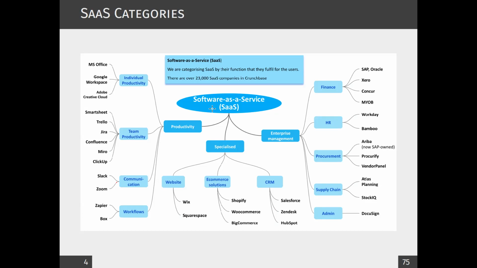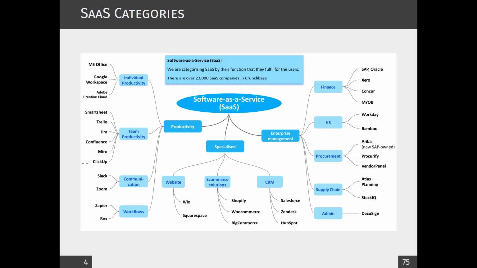And if you're thinking about team productivity, team collaboration, and also managing work among the team, there are popular tools: Trello, Jira, Confluence, ClickUp. So these are some of the examples. And for communication, we already know software like Zoom and Slack is available, and you can even have workflows, for example, Zapier.